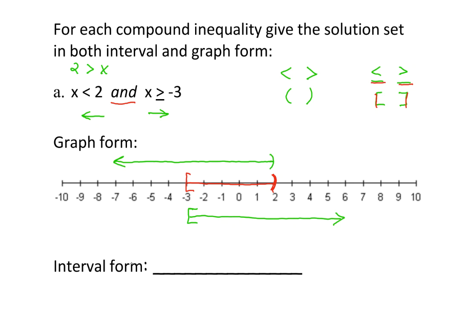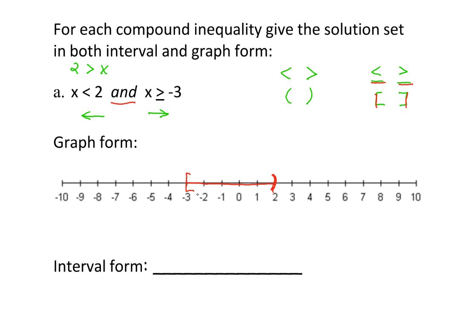Now, to write my interval, I'm going to look at what I have on the graph. So just the red part is what the actual answer is for the compound inequality. So this green part, let's take it away. That was just a sketch to help us know what parts overlap. So this is the graph form of this compound inequality. And now we're going to write the interval form. So I can look at the graph to help me know how to write the interval.